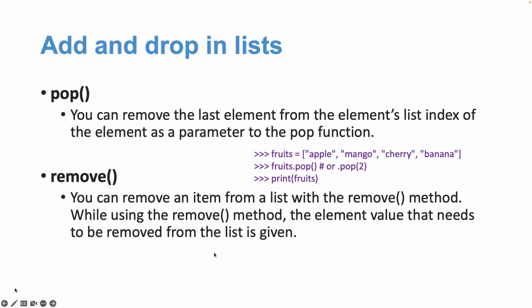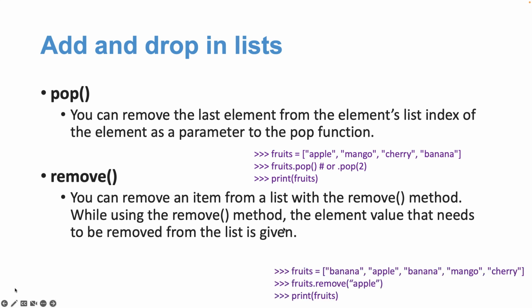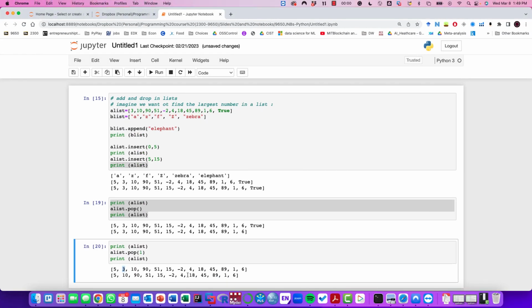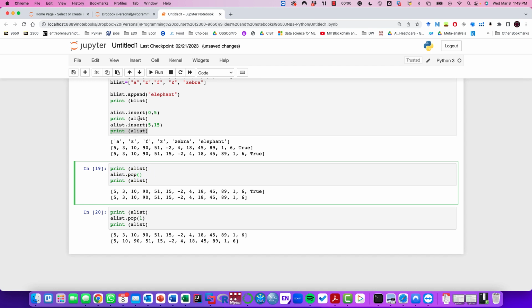There's also another method that's called remove. You can remove any item from any list using the remove method. You can just specify the value that you're looking for and it will remove that value. So if I want to apply that to this example, let's print our B list again and try to remove a value from it.